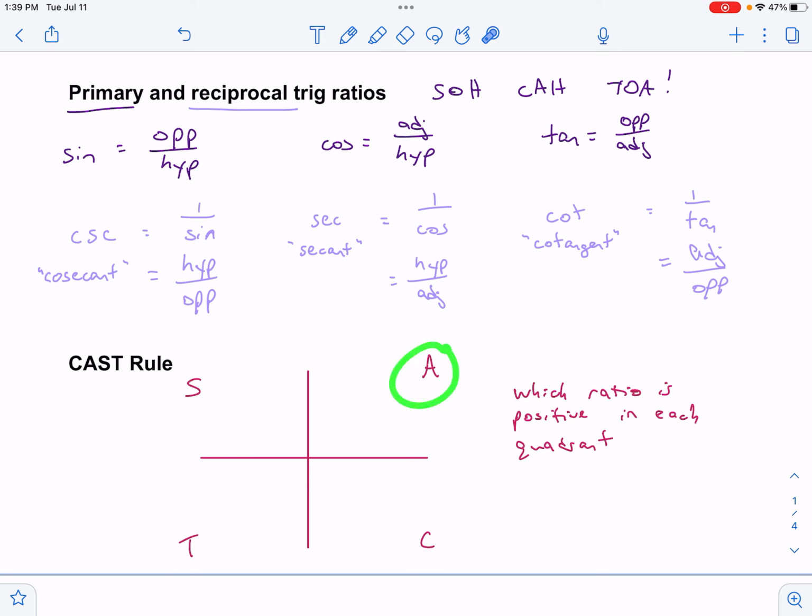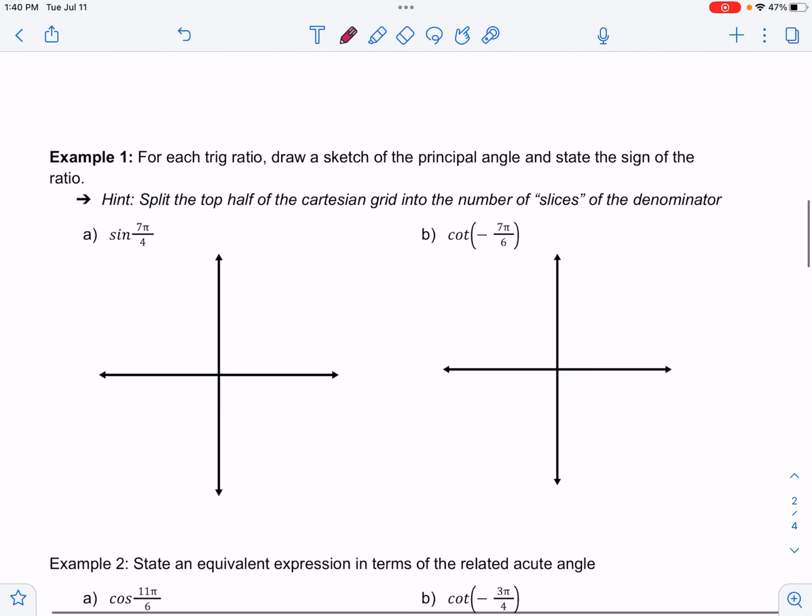In quadrant 1, all of the primary trig ratios are positive. In quadrant 2, sine is positive. In quadrant 3, tangent is positive. And in quadrant 4, cosine is positive. C-A-S-T. That was our CAST rule. Some people know it as the ASTC. Doesn't matter. Okay, let's do some questions.